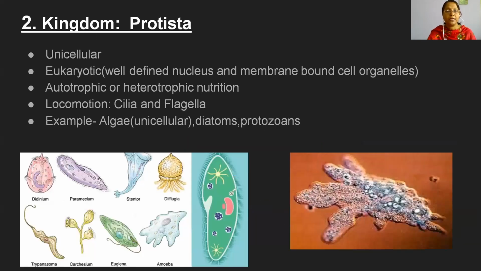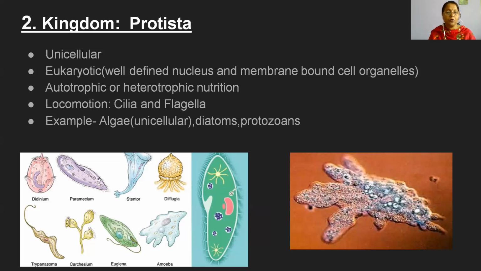Now we will see the second kingdom, that is Protista. In this kingdom Protista, all the organisms are also unicellular as in Monera. But here is one difference, that they are eukaryotes. That means they have a well-defined nucleus and membrane-bound cell organelles are present. So this is the main difference between kingdom Monera and Protista.